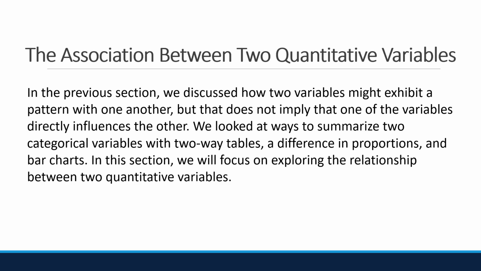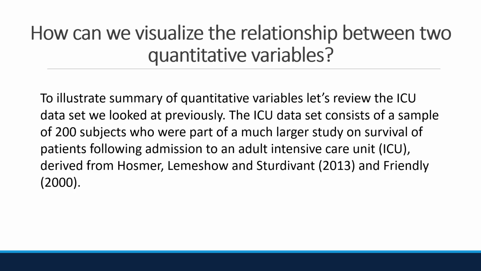Definitions. The explanatory variable is the variable which will help us understand values of another variable. It is also known as the independent variable or predictor variable. The response variable is the variable we want to observe change in based on the explanatory variable. It is known as the dependent variable, outcome variable, or exposure variable. How can we visualize the relationship between two quantitative variables?